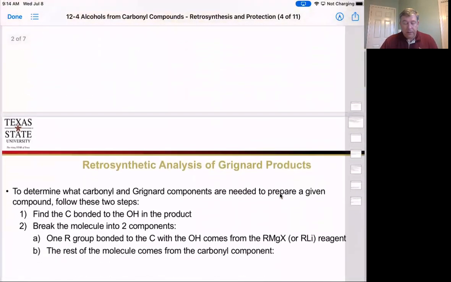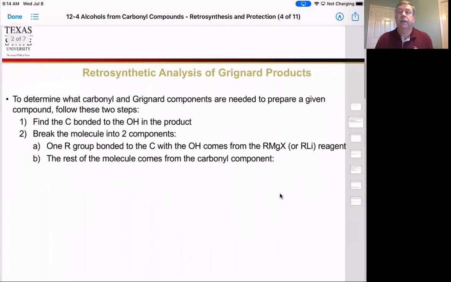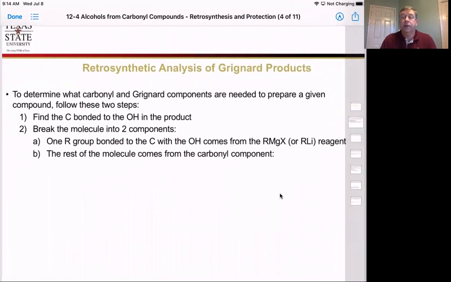Okay, so now that we've learned in the last section that we can make primary, secondary, and tertiary alcohols from different reagents, let's think about how we would design an experiment knowing the product we want to create. By knowing the product we want to create and backing up to figure out which reagents we want to use, we call that retrosynthetic analysis. When we look at Grignard products like that, we can look for things that are symmetrical or unsymmetrical to figure out which reagent we want to start with.